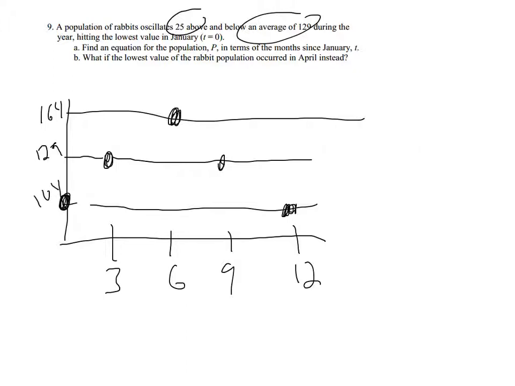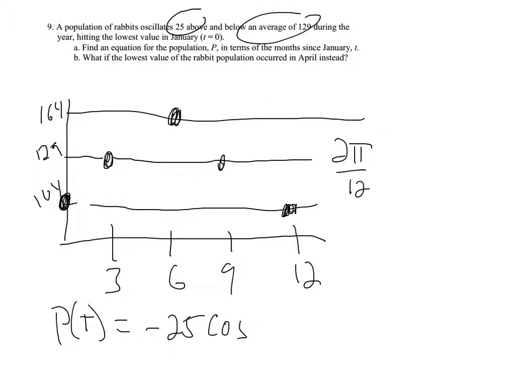Okay, so I guess we're set to make an equation. Again, I'm seeing a reflected cosine function because it's not starting up and it's not starting at the midline. So I'm going to write population of bunnies based on time t is equal to negative 25 because that's the amplitude. Cosine, the period is going to be 2 pi over 12, so the b number will be pi over 6 times t. And then the midline is how it's been shifted up or down in this case. So it's been shifted up to 129.